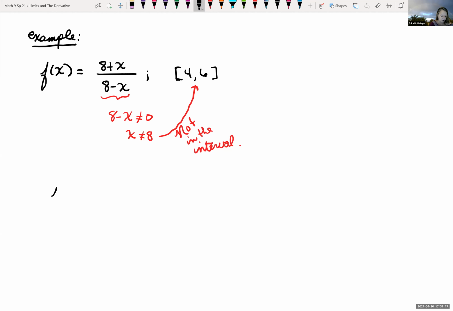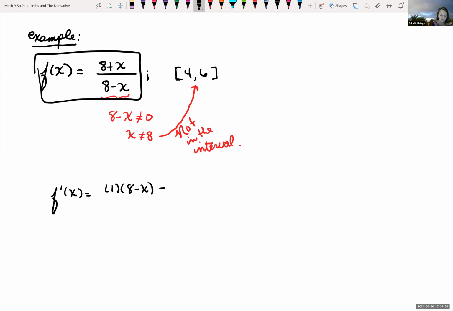So we're going to look at when our derivative is equal to 0. Taking the derivative, we need our quotient rule. Using the quotient rule, we take the derivative of our numerator, so the derivative of 8 plus x is just 1, times our denominator, 8 minus x, minus our numerator. Put parentheses around that whole numerator, 8 plus x, times the derivative of the denominator. The derivative of 8 minus x is -1. And we're putting this all over the denominator quantity squared, so 8 minus x quantity squared.